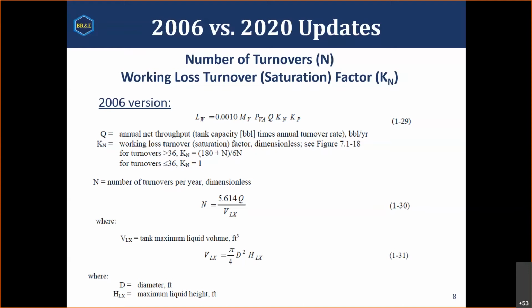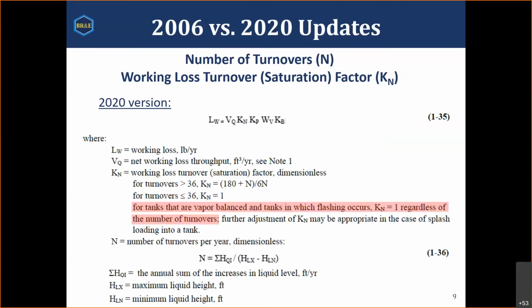In the 2020 version, we have a couple differences. Notice N has changed. Previously, it was just the throughput over the max volume, and this time we're looking at some of the increases in liquid level and the maximum and minimum liquid heights. The KN equations themselves have not changed. It's still the greater than or less than 36, but they've added this piece that says for tanks that are vapor balanced and tanks in which flashing occurs, KN equals 1 regardless of the number of turnovers. Which also does make sense.